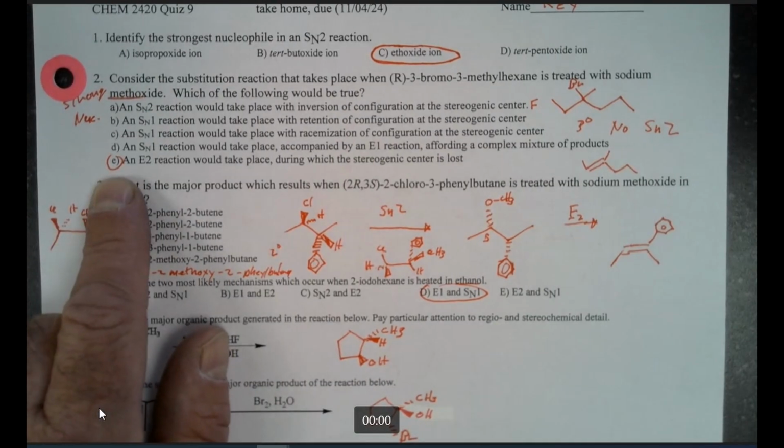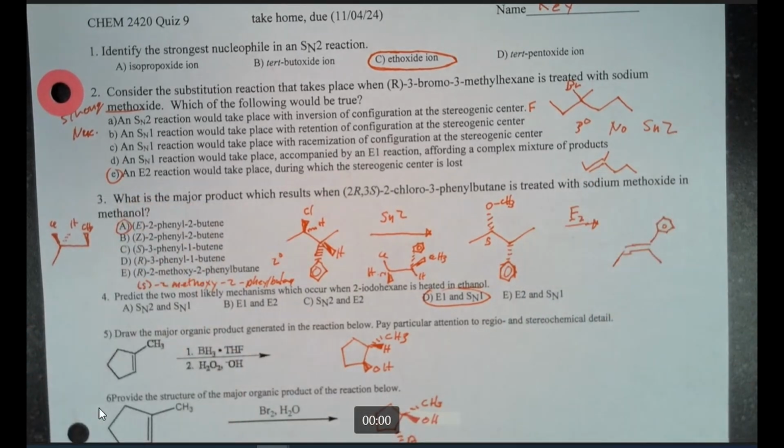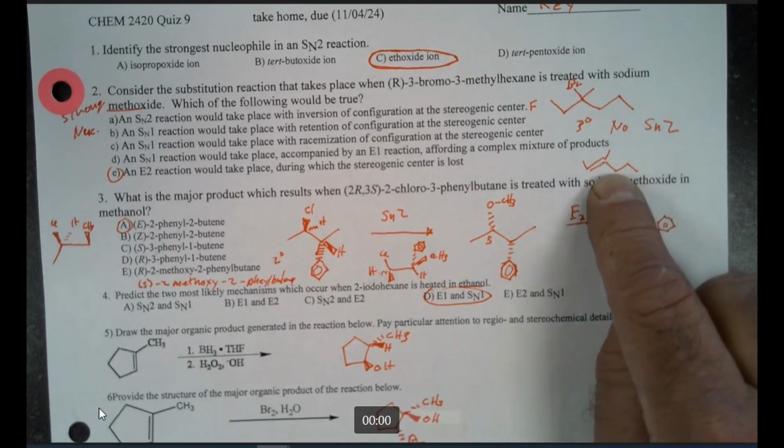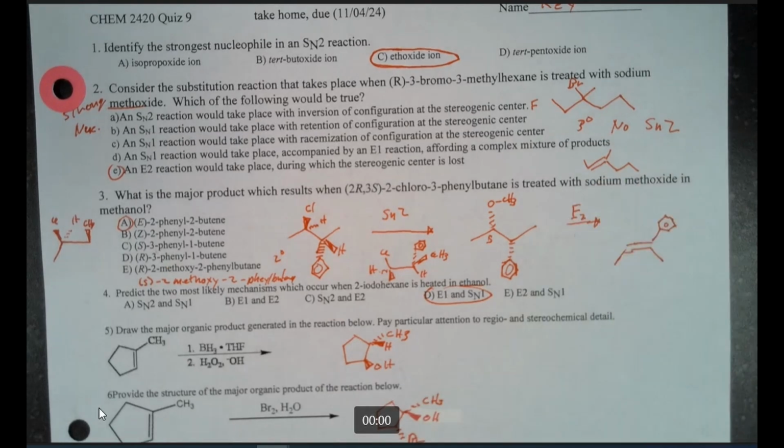So you have to come all the way down here and select that an E2 reaction would take place, during which the stereogenic center is locked. And if we had to draw the product, we would draw this thing here. Any questions on that first one?